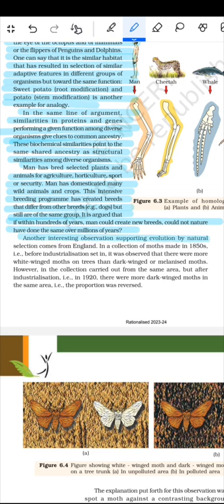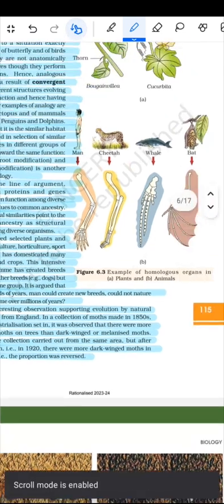Another interesting observation supporting evolution by natural selection comes from England. In a collection of moths made in the 1850s, that means before industrialization set in, it was observed that there were more white-winged moths on the trees than the dark-winged or the melanic moths. However, in the collection carried out from the same area, but after industrialization, that means in the 1920s, there were more dark-winged moths in the same area. That means the proportion was reversed.